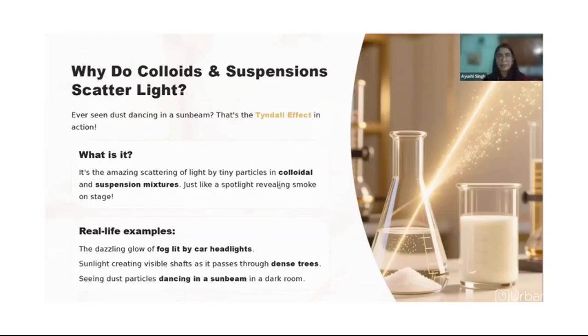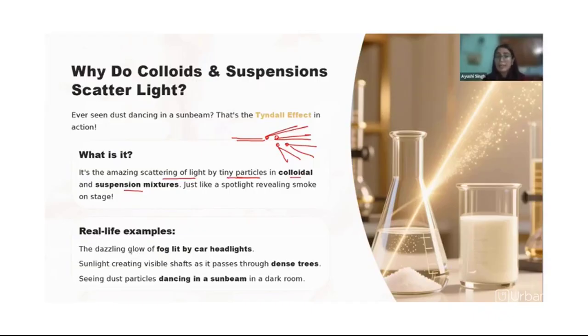The Tyndall effect, which we were talking about. I have already explained this, that it's the scattering of light by tiny particles in colloidal and suspension mixtures. So what is basically happening? There are tiny particles and the light comes through it and gets scattered in different directions because it hits them. But it is not big enough to make a shadow or something. So it's just scattering the light. It is unable to block the light, it is just scattering the light in different directions.